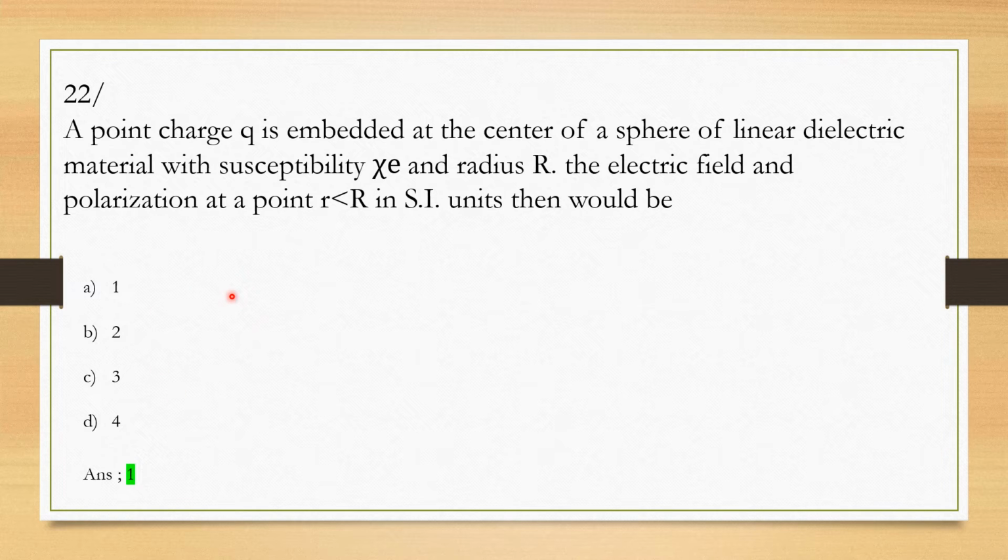Then here is the second question, which is: a point charge q is embedded at the center of a sphere of linear dielectric material with susceptibility chi e and radius R. The electric field and polarization at a point smaller than R in SI units would be. And the options are 1, 2, 3 and 4. And here the answer will be 1.